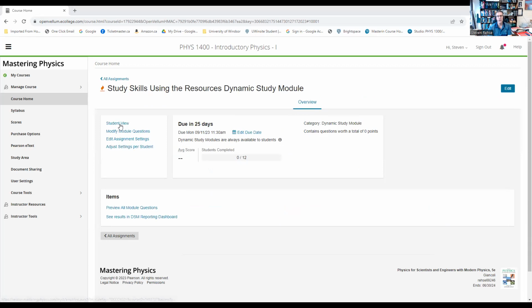We'll go to the student view. That's actually what it looks like, and you'll see kind of what it looks like. So I'm viewing it as a student. This is just lots of embedded videos and things to watch, and it's describing what the dynamic study modules are about.